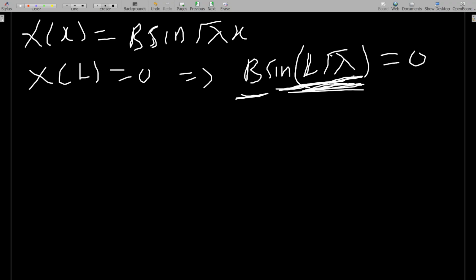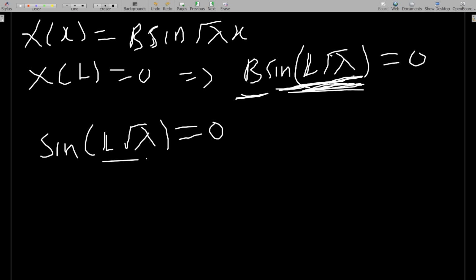Okay, when b is 0, like I said, we have a trivial solution. You don't want that. So we want to set sine of L square root of lambda to be equal to 0. And there can be cases where the argument is not 0, but the sine of it will be 0. An example is sine of 2 pi is 0, but the argument is not 0. So here we can get other values as well. So let's check that one.